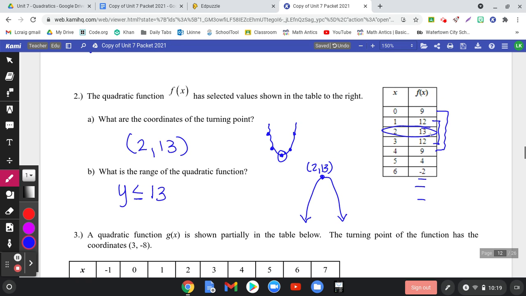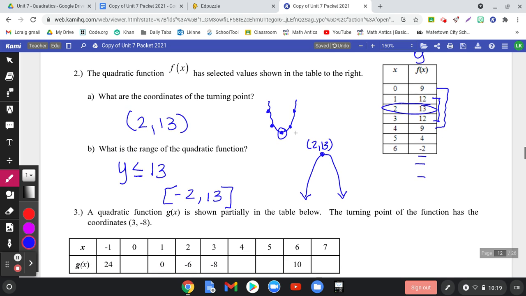In this case, you could say that your y values also go from -2 to 13 because it doesn't show the other values and it doesn't say that it's going to continue. So you could also write it like that. Okay, because again, your y values are your range. It goes from -2 to 13.